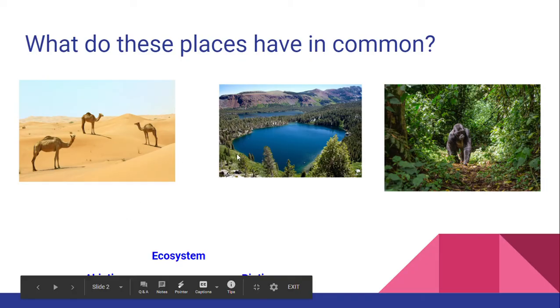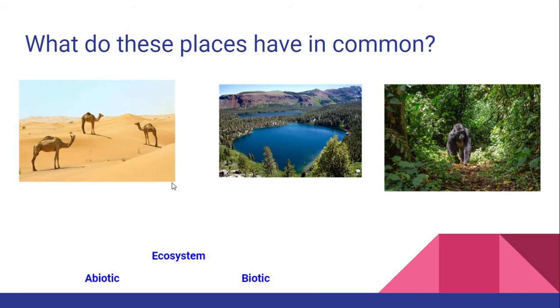So when we look at these three pictures, you might not think that a desert, a lake, and a rainforest have much in common. But let's take a closer look. When we look at the desert, we see that they have camels, there's a bunch of sand everywhere, and there's a couple of little pieces of grass and greenery here and there.